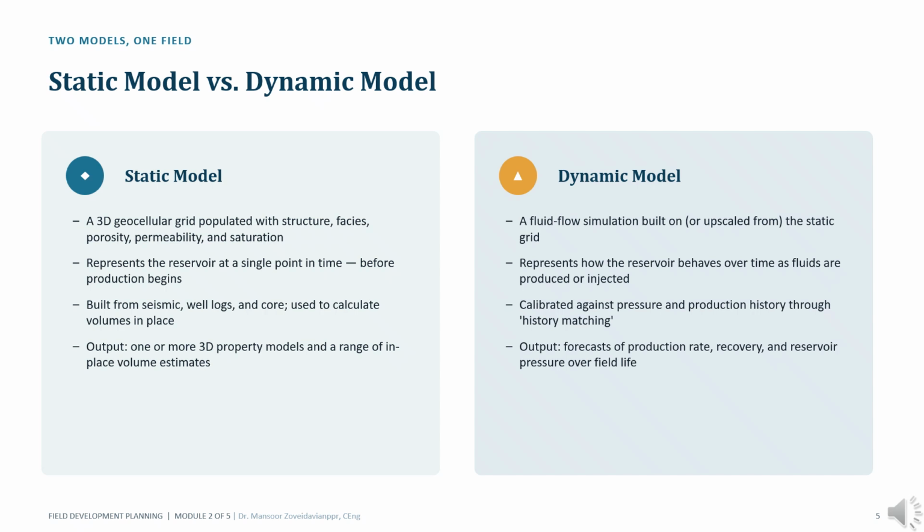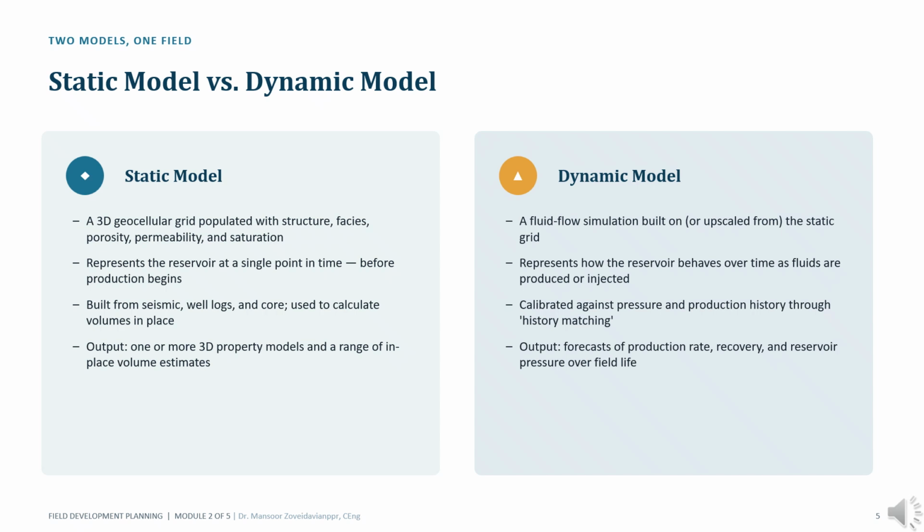The static model describes what the reservoir looks like. The dynamic model describes how the reservoir behaves. The static model is a three-dimensional representation of reservoir properties. It contains structure, facies, porosity, permeability, and saturation distributions. It represents the reservoir at a single point in time and is used to estimate volumes in place.